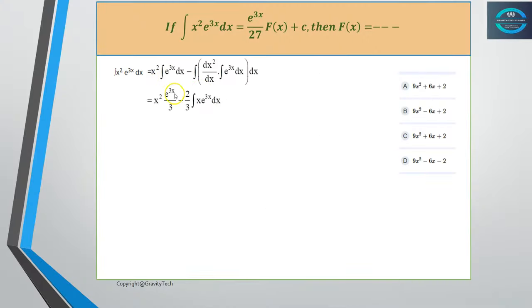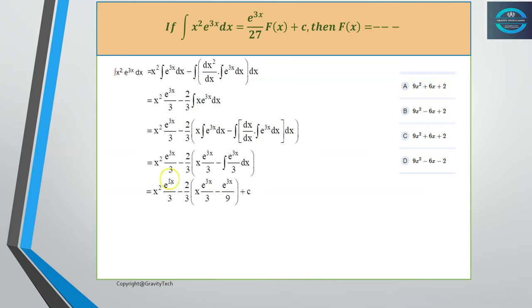u into v rule, nothing different, right? Integration of e raised to 3x will be e raised to 3x upon 3 minus 2 by 3, right? And then x e raised to 3x, the whole thing. When you simplify this, again apply the u into v rule to this, you get this kind of thing, right? And then when you multiply, you basically get x square e raised to 3x upon 3 minus 2 by 3 x e raised to 3x upon 3 minus e raised to 3x upon 9 plus c. I just explained this whole thing while solving.